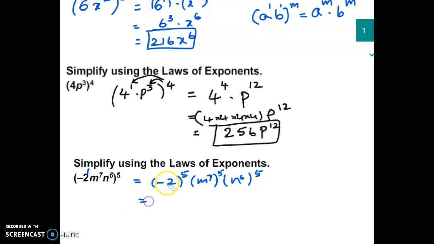So let's do this. Negative 2 to the fifth exponent means negative 2 times negative 2 times negative 2 times negative 2 times negative 2, which is going to get you negative 32. And then m to the, multiply 7 and 5, which is 35. And then n to the, multiply 6 and 5, which is 30. Let's see the answer for this question.